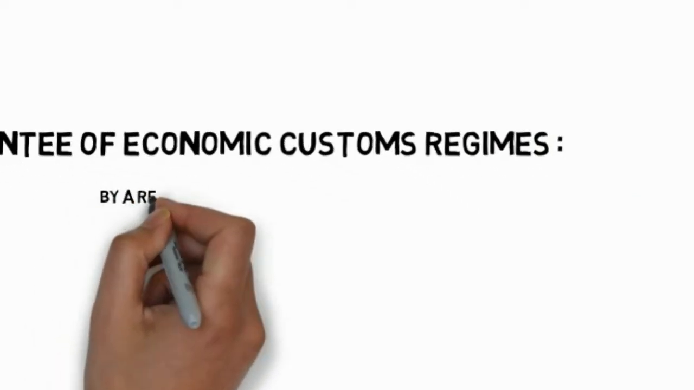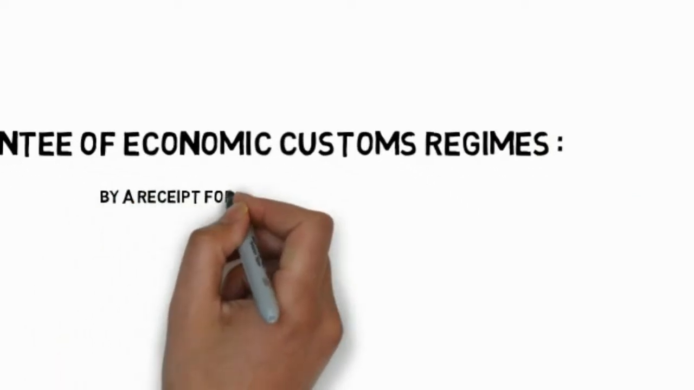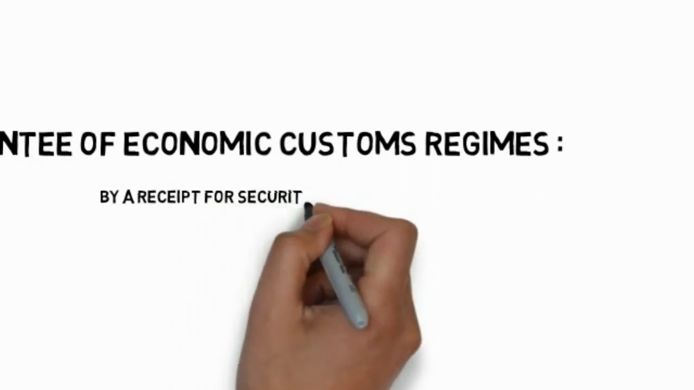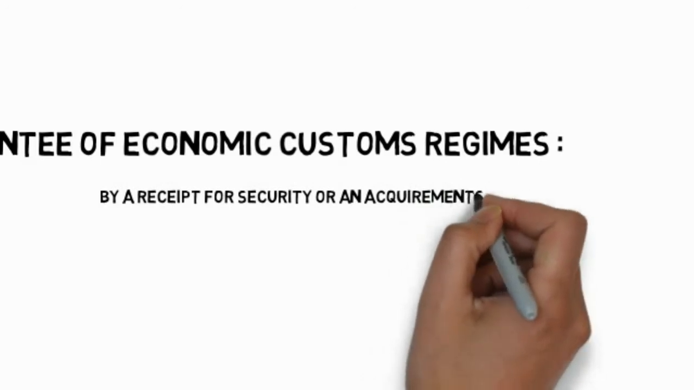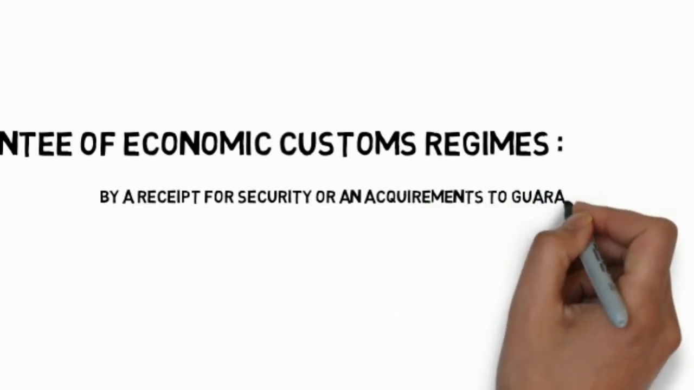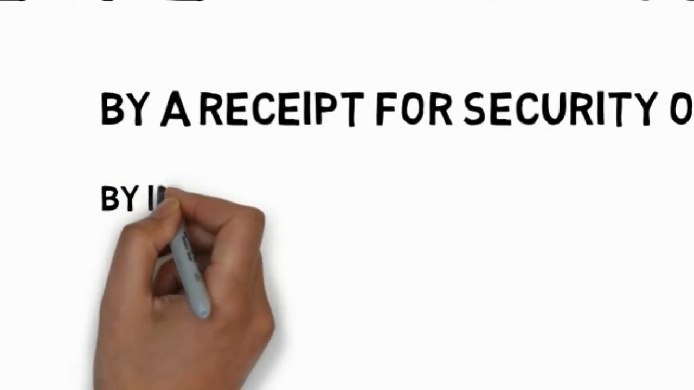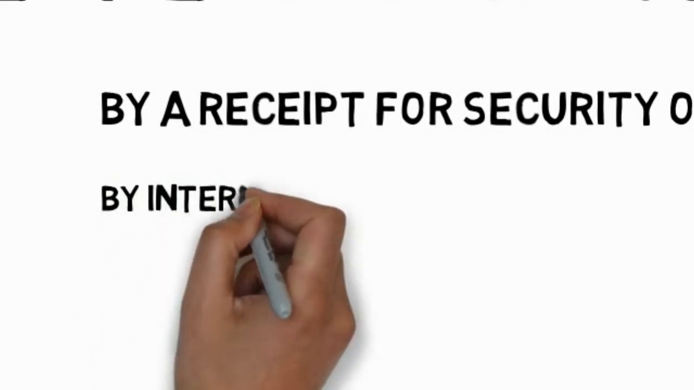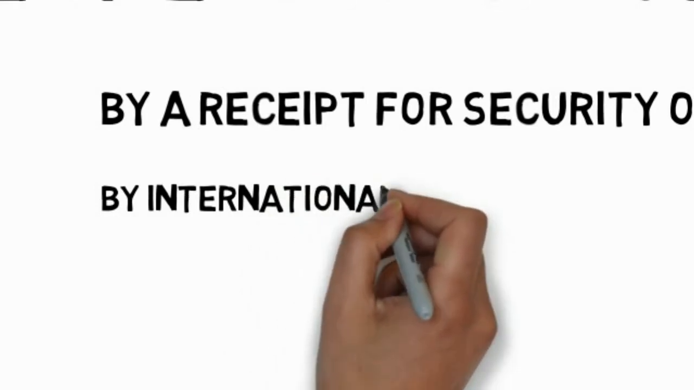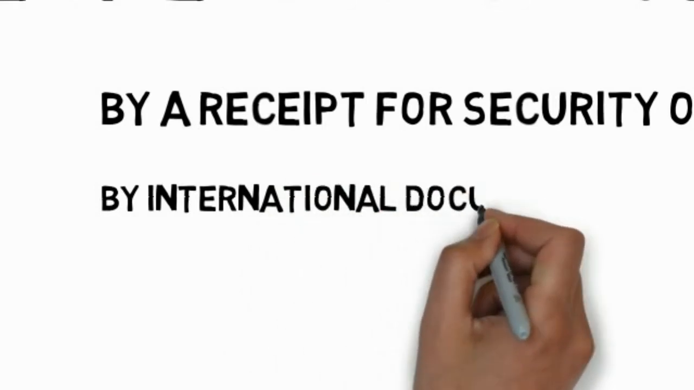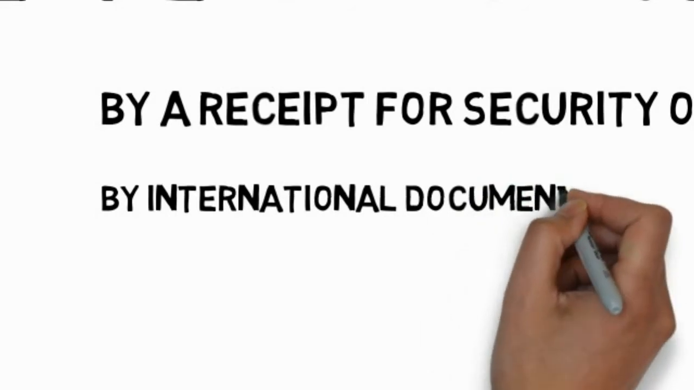The guarantee of economic customs regimes. Goods placed under a suspensive procedure must be covered, A. Either by receipt for security, established on the customs declaration or on the simplified declaration form, B. Or by international documents in accordance with the models provided for in the international conventions to which the country has acceded. The beneficiary of a suspensive regime is called a bidder.